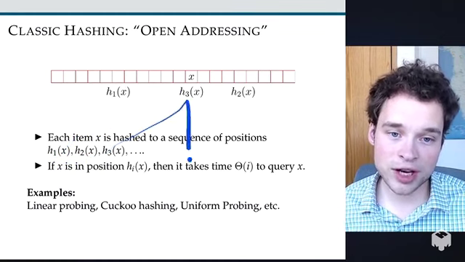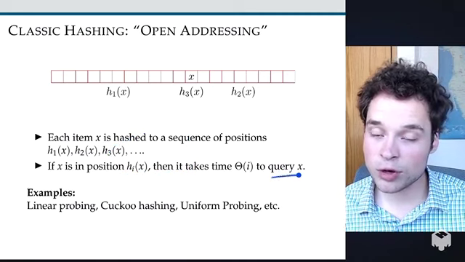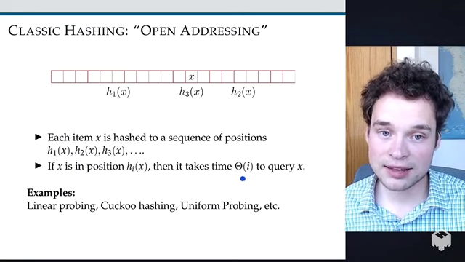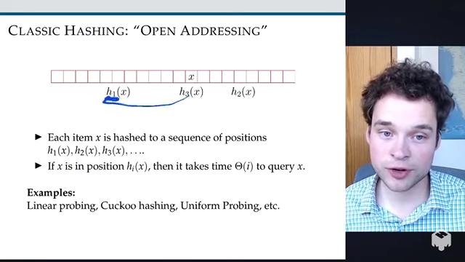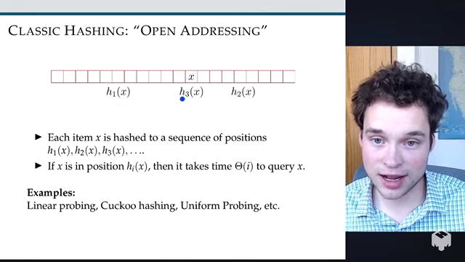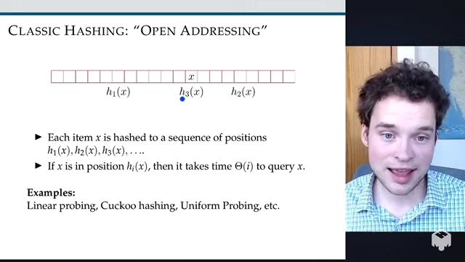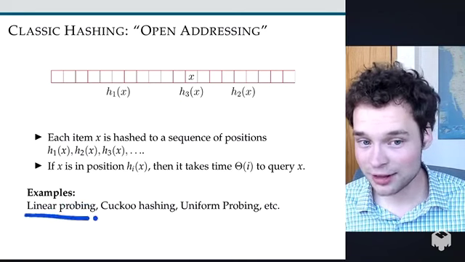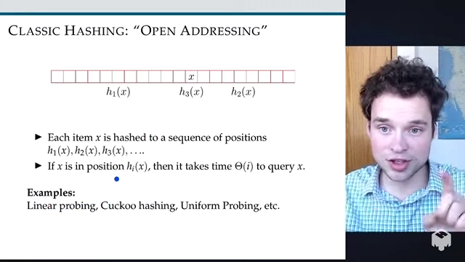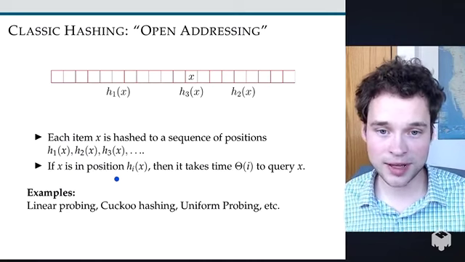And the catch is that if you put it in position hi of x, then if later someone queries x, that'll take time order i. That's because in an open addressing hash table, the hash table first checks position h1, then h2, and h3, etc., until it gets to the position where x is stored. So that's a classic hash table design, and there are lots of examples of this. For example, linear probing is an example of this. Here, h1, h2, etc. are just consecutive positions in the hash table. Cuckoo hashing is another example of this, uniform probing, etc.